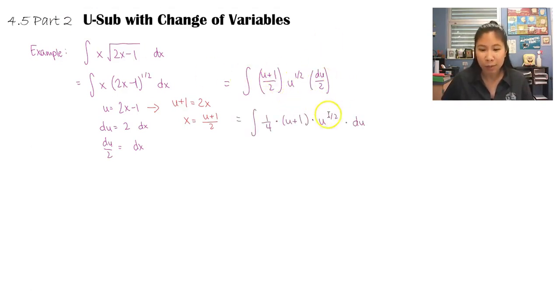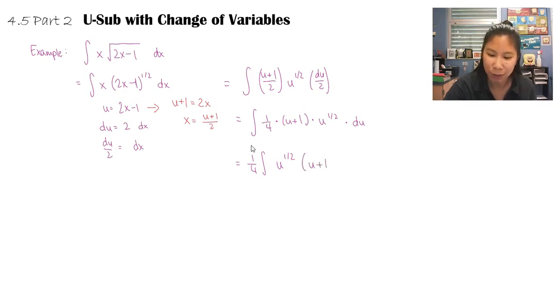I'm going to simplify this into 1/4, because of the something over 2 times the du over 2. Really, it's just a constant of 1/4 times the u plus 1 times the u to the 1/2 times the du. The 1/4 is a constant, so I can take that out of the integral and leave that in front. And then I'm going to rewrite this so it looks a little nicer: u to the 1/2 times u plus 1 du.